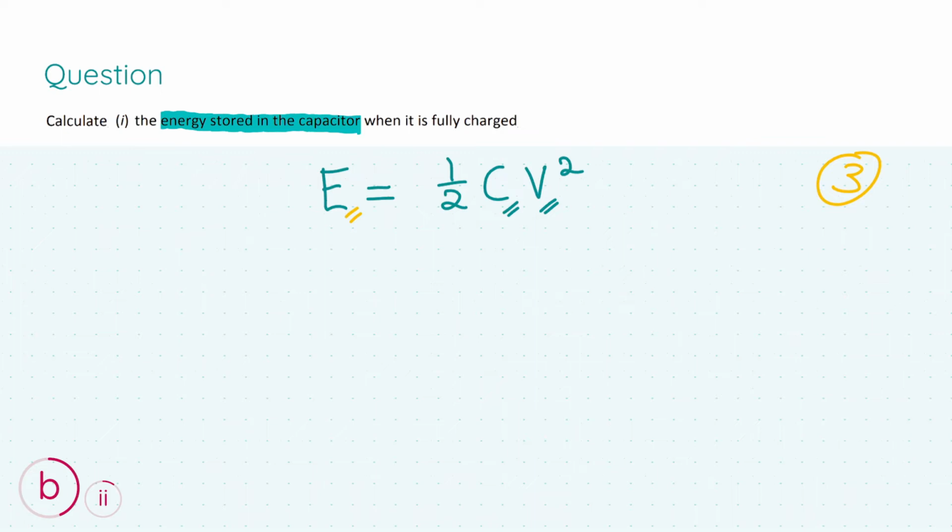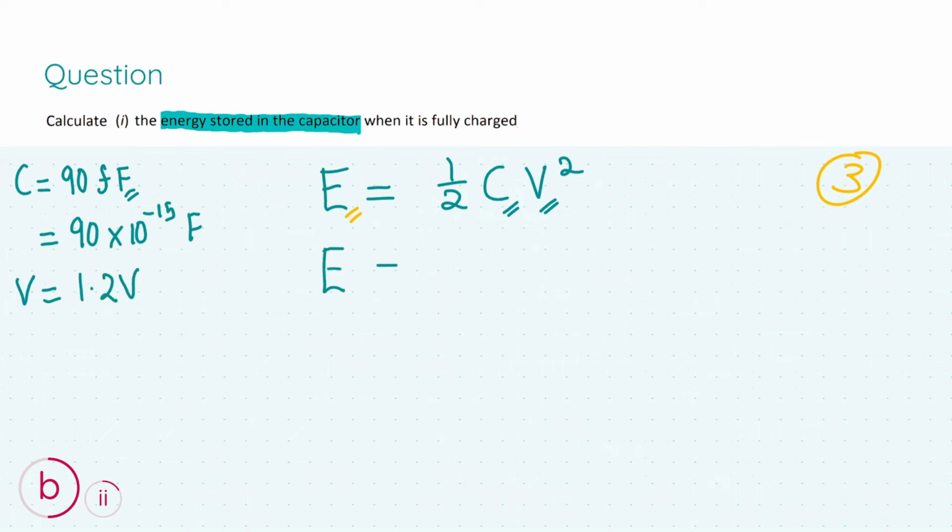Now we know that the capacitance is measured in femtofarads. However, this is not SI units. We need to have it in farads, because the farad is the SI unit, so therefore we can use it in this calculation. Femto, as we saw in the Formula and Tables book, is equal to 10 to the power of minus 15. So substituting that in, we have the capacitance as equal to 90 times 10 to the power of minus 15 farads. That's in SI units now. The voltage is 1.2 volts. That's also an SI unit, so we can now substitute everything into our formula.